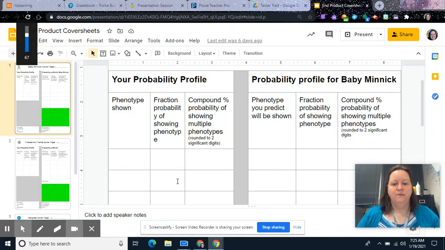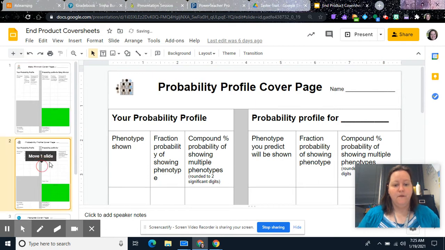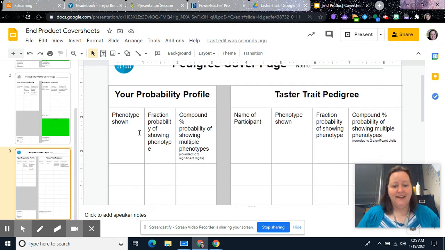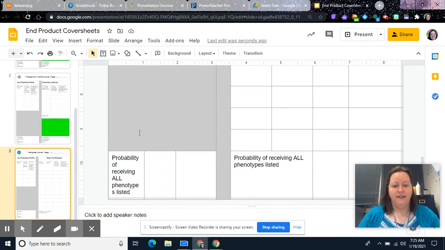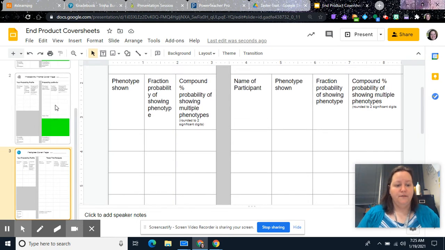Hi, today I would like to work through the left side of your cover sheet. Regardless of which final product you're doing, whether you're doing the baby mimic or the probability profile or the pedigree, everyone's left side of the cover sheet is exactly the same. So I want to work through what mine may possibly be.